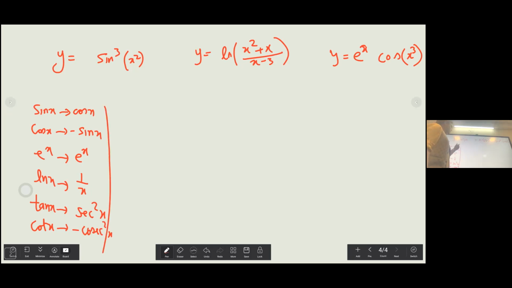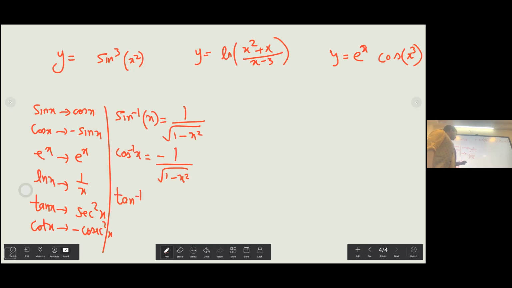Then you have some explicit ones, which I would refer to as only AHL type questions. The derivative of sine inverse x is 1 upon root of 1 minus x squared. The derivative of cos inverse x is negative 1 upon root of 1 minus x squared. And the derivative of tan inverse x is 1 upon 1 plus x squared.